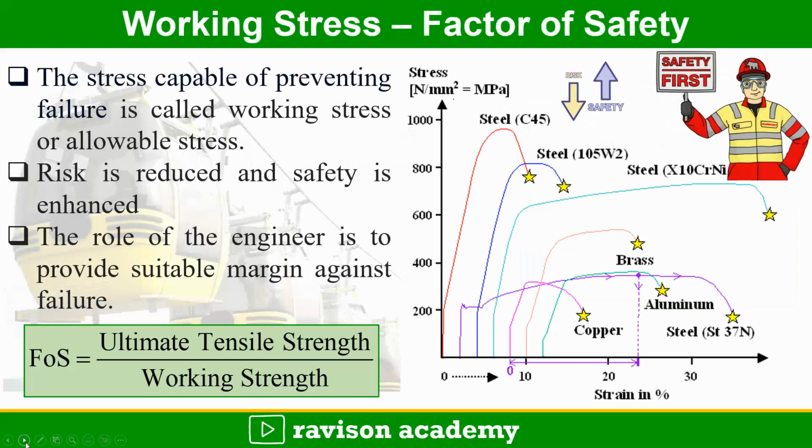So coming to the factor of safety, it is very important to select a safer material for particular applications. So the stress capable of preventing the failure is called working stress or allowable stress. So the risk is reduced when the safety is enhanced. So the material engineer's role is to select a material which will not fail at that particular limit. So the factor of safety is defined as the ratio of ultimate tensile strength to the working stress for the ductile material.